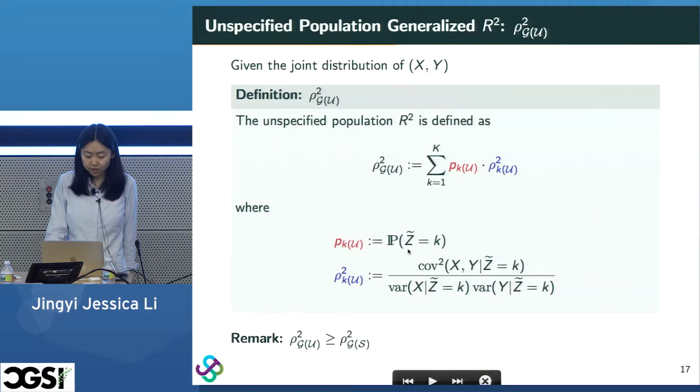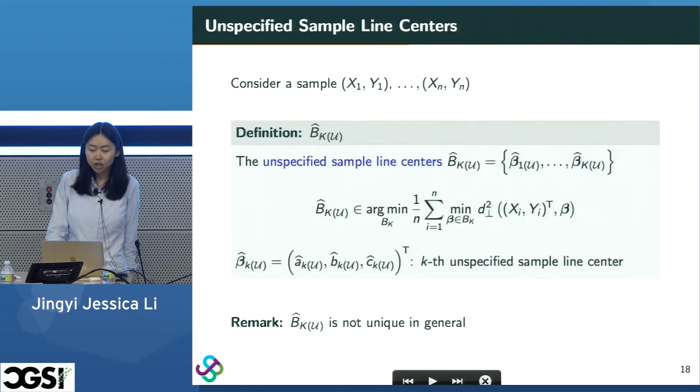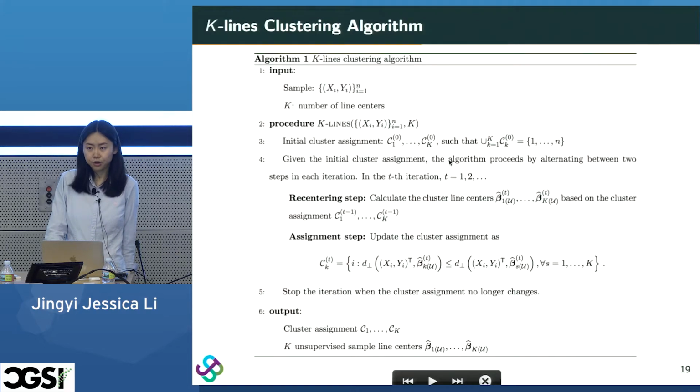And furthermore, for the sample version, to find the K lines, I actually derive an algorithm to minimize this objective function. So the key thing is that I changed expectation to this average on the sample level. And this is what I call the K-lines clustering algorithm. So basically, it can cluster my two-dimensional points into K lines. And the idea is very similar to the K-means algorithm. The main difference is that the cluster centers are no longer points, but they are lines. And also the distance metric between a point and its center is the perpendicular distance. So that's the key point.